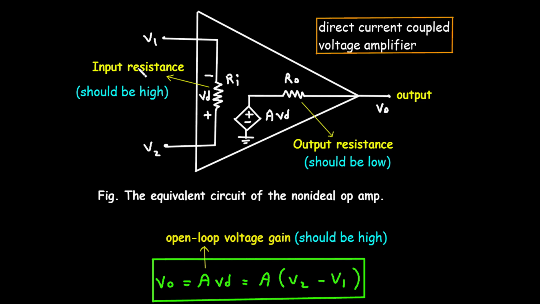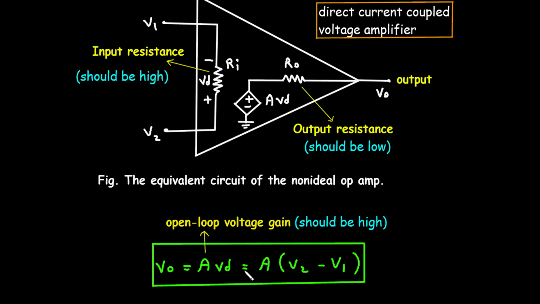Internal resistances. Ri is the input resistance, which should be high to minimize loading effects. Ro is the output resistance, which should be low to maximize the signal delivered to the load. Open-loop voltage gain, A. The open-loop voltage gain, A, is the amplification factor of the op-amp. In a non-ideal op-amp, this gain is finite but very large. The output voltage, Vo, is given by Vo equals A times Vd, which equals A times (V2 minus V1).